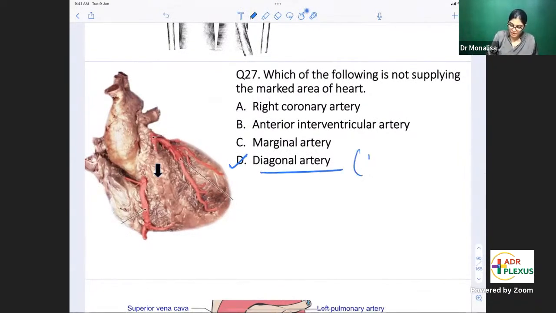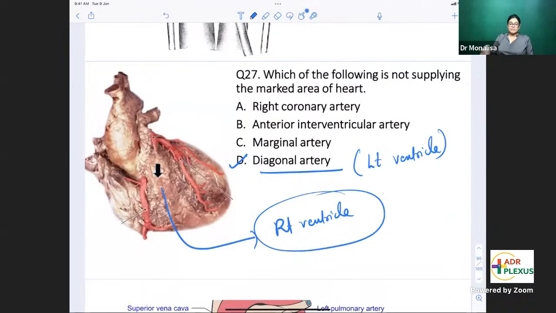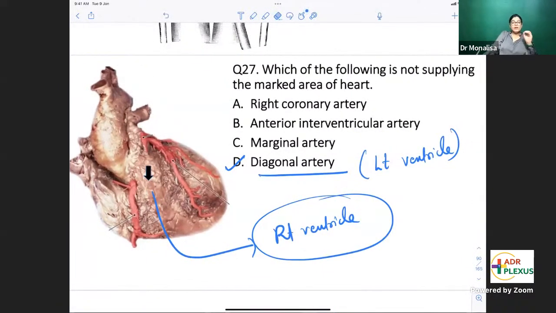Diagonal artery only gives blood supply to the left ventricle. It is not giving blood supply to the right ventricle. This chamber of the heart is the right ventricle. Among the other arteries given as options, the right coronary artery gives blood supply to the right ventricle. The anterior interventricular artery, or LAD, also supplies the right ventricle, and so does the marginal artery. We have the marginal artery as a branch of both the right and left coronary arteries, but definitely the diagonal artery only supplies the left ventricular chamber of the heart.